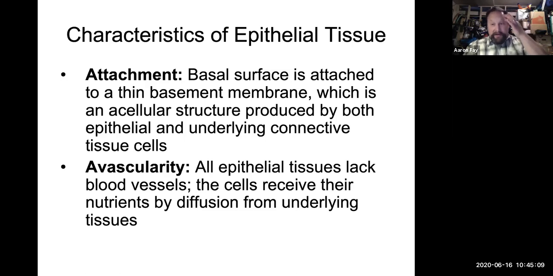Now, another characteristic, avascularity. When you see the word part A in front, it means not. So epithelial tissue is not vascular, which means it does not have blood vessels in it. So epithelial tissue lacks blood vessels, and it's going to have to get its nutrients from deeper tissues that do have blood vessels.